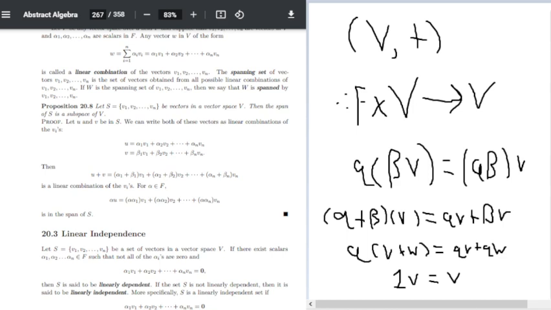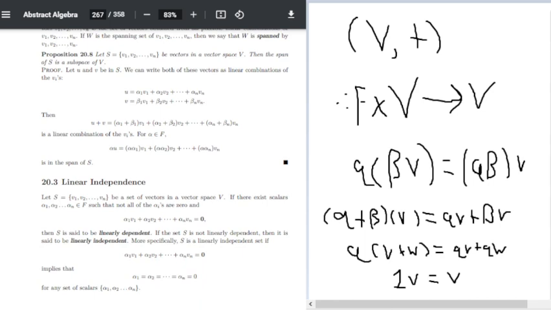Then u plus v equals (alpha 1 plus beta 1) v1 plus (alpha 2 plus beta 2) v2 and on and on all the way to (alpha n plus beta n) vn, which comes from this little axiom right there. Then we have that this is a linear combination of the vi's. For alpha in F, alpha u equals alpha alpha 1 v1 plus alpha alpha 2 v2 plus on and on plus alpha alpha n vn, which is in the span of S.